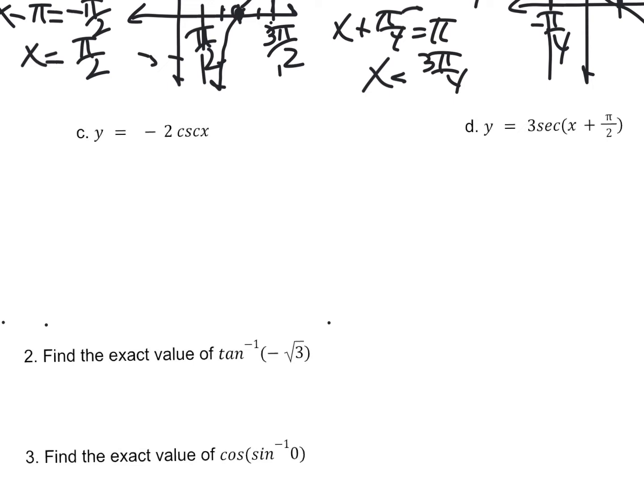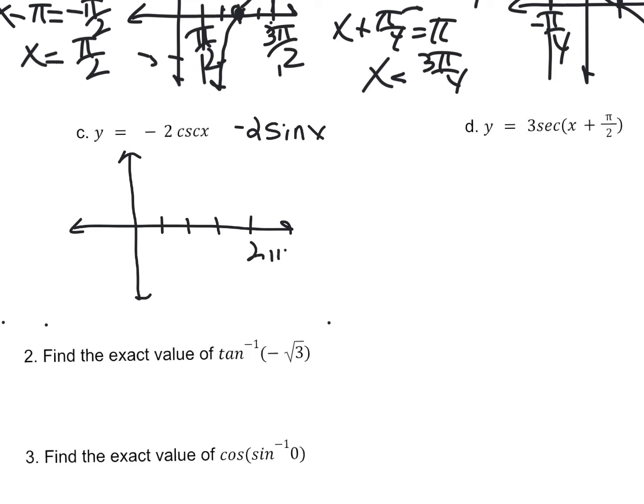All right. The third one, cosecant, negative 2 cosecant. Remember, cosecant is the reciprocal of sine. So what I'm really going to graph first is y equals negative 2 sine x. The period's still 2 pi. There's no shift or anything, so I'm just going to go 4 ticks to 2 pi. Pi, there is a 2 in the front, so I'm going to go up to 2, down to negative 2.